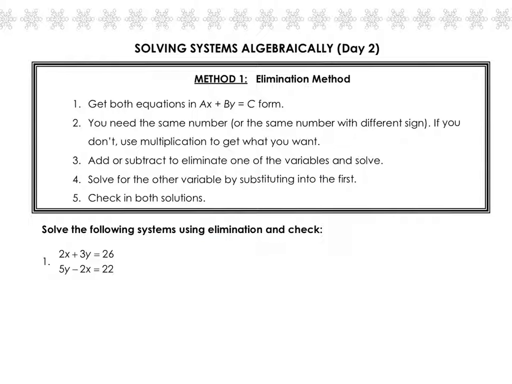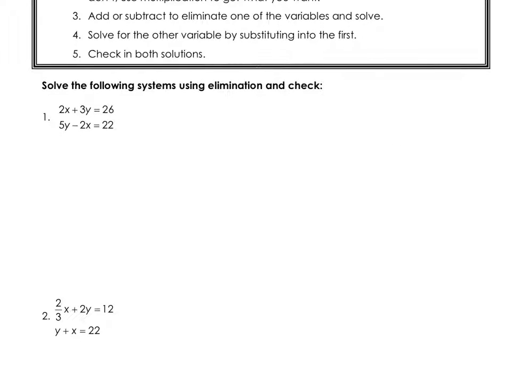Okay, so that's a lot of steps. Let's do one together to model it. Okay, so I have 2x plus 3y equals 26, and then here I have 5y minus 2x equals 22. Well, the first step was to make sure that they were in ax plus by form. Well, this one has x and then y, but this one is in the wrong order. So before I do anything, I'm just going to rewrite this so that the x is first and the y is second. Okay, so now I'm in the right form.